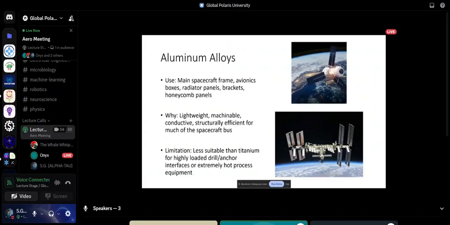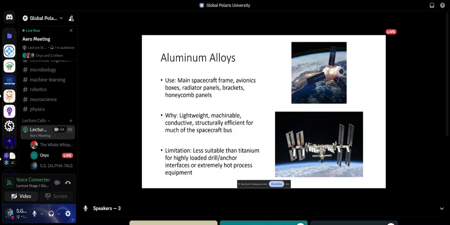Whenever we're designing any type of spacecraft, we're ultimately trying to determine what types of materials we are expecting to implement in these systems. One of the most common materials that we use is aluminum alloys. The main use is for overall exterior frames, boxes that store avionics, panels, brackets, though in practice, a lot of brackets are not aluminum and they're a lot stronger than aluminum. And then also we have other honeycomb-like design patterns.